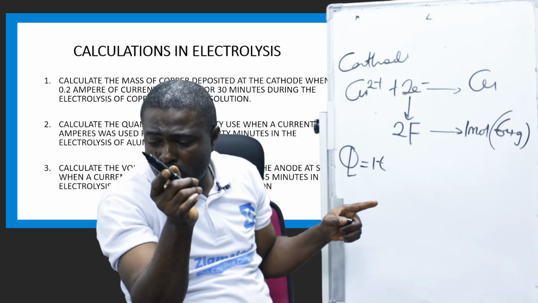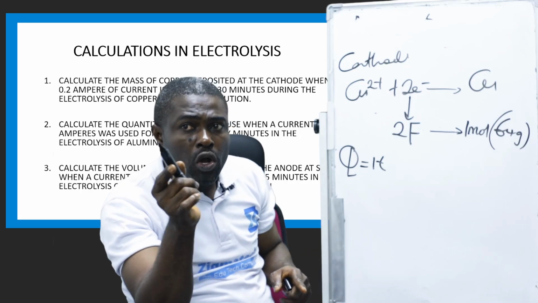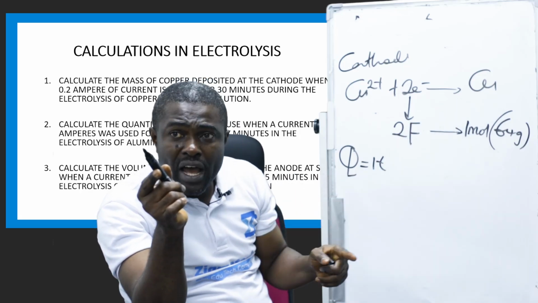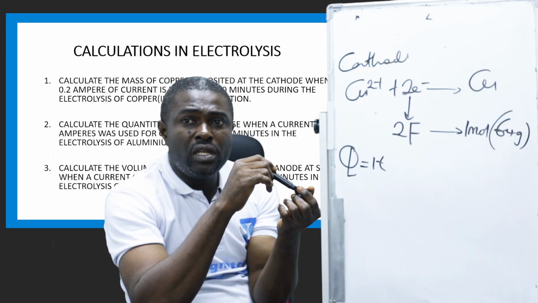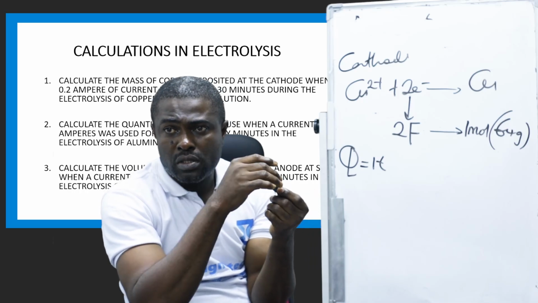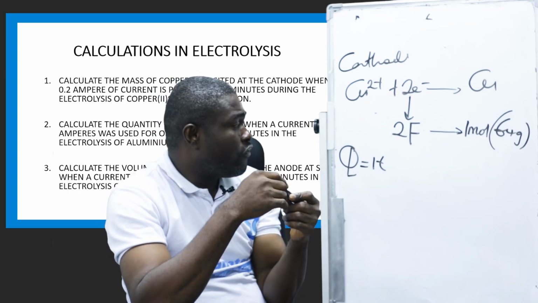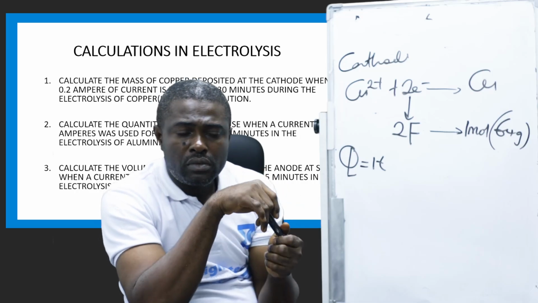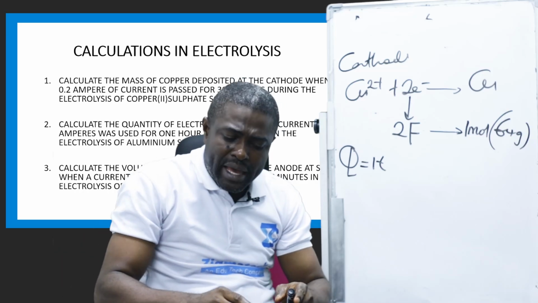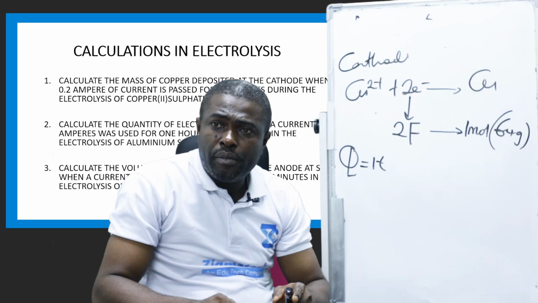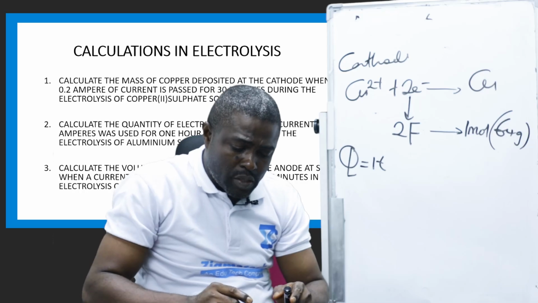But if you watch what we have on the board there, we have the time to be 30 minutes. So you are expected to convert the 30 minutes to seconds. How do you convert minutes to seconds? How do you convert 30 minutes to seconds? You multiply the 30 by 60, because 60 seconds make 1 minute. So we are going to multiply this.